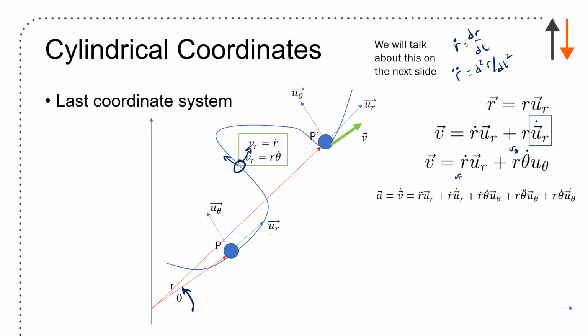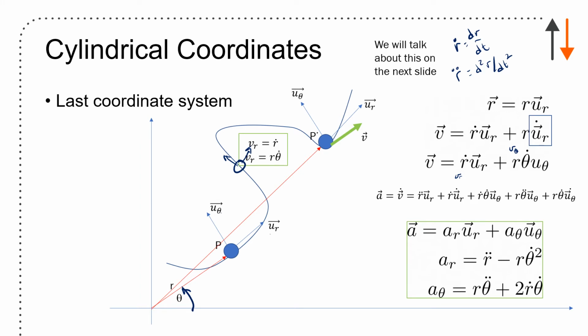And same thing for whatever variable I'm interested in. R double dot in the u r direction, r dot u r dot, r dot theta dot u theta, r theta double dot u theta, and r theta dot u theta dot. So I have all of these terms that have appeared in my expressions, and I can write out my acceleration, which again, I haven't really talked about this term, but in the end, bear with me, there's going to be more details on the next slide.